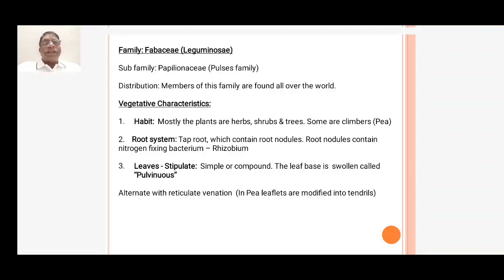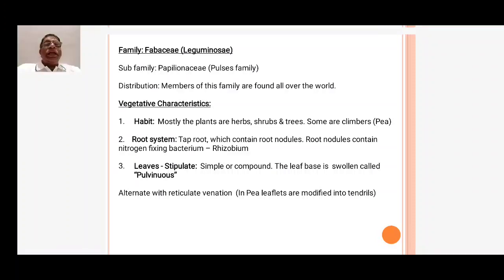The root system is a taproot system, because it is a dicot family. The taproot system of this family, Fabaceae or Papilionaceae, shows root nodules. Gantugalirtave beralli. The root nodules contain a nitrogen-fixing bacterium called Rhizobium, which can fix atmospheric nitrogen directly.